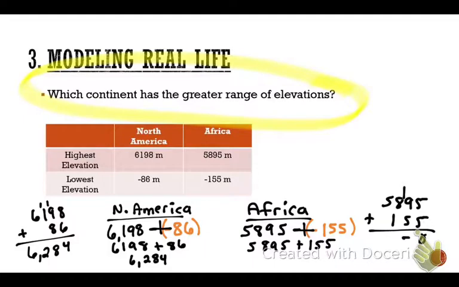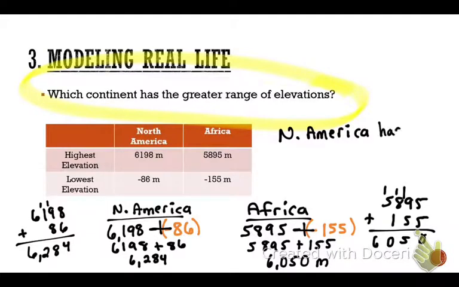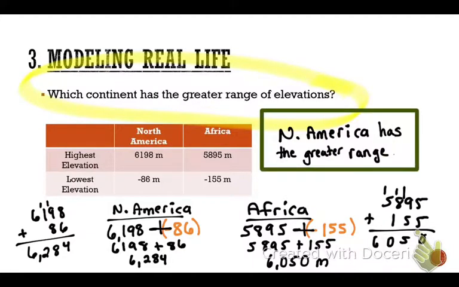6,050. All right, very good. 6,050 meters. You want to always put units attached. Now, back to our question up here. Which continent has the greater range? Which one was greater, class? North America. So we're going to go ahead and write out North America has the greater range. And then don't forget, you want to box that answer in.